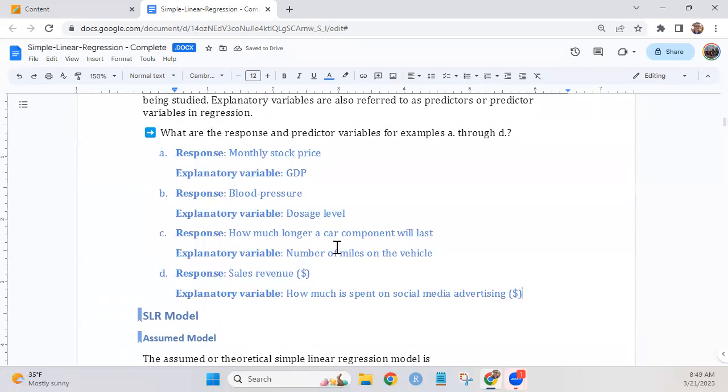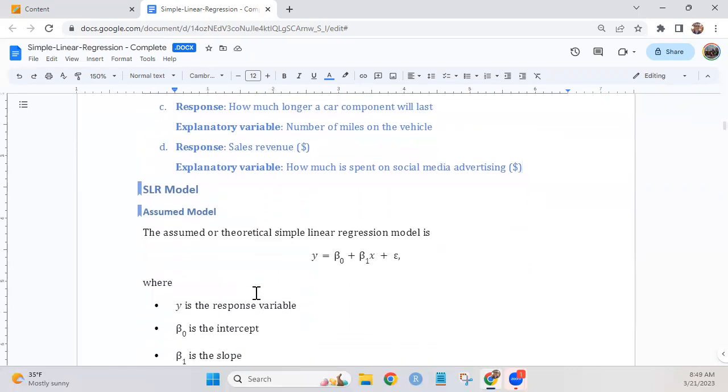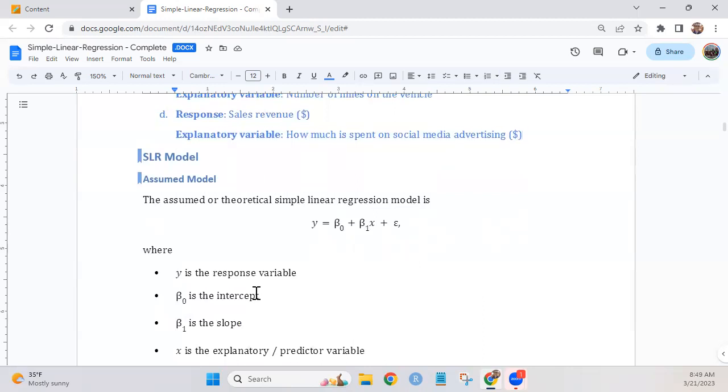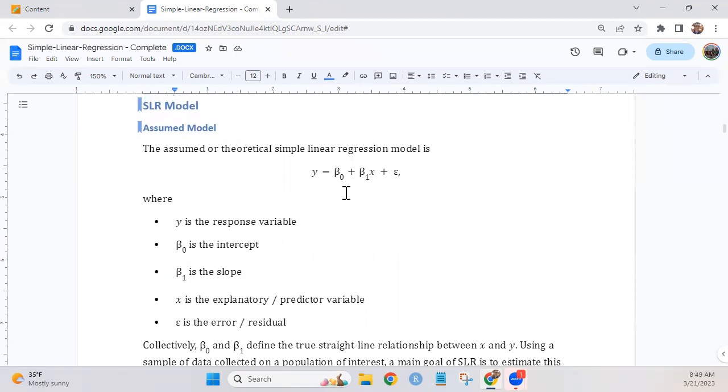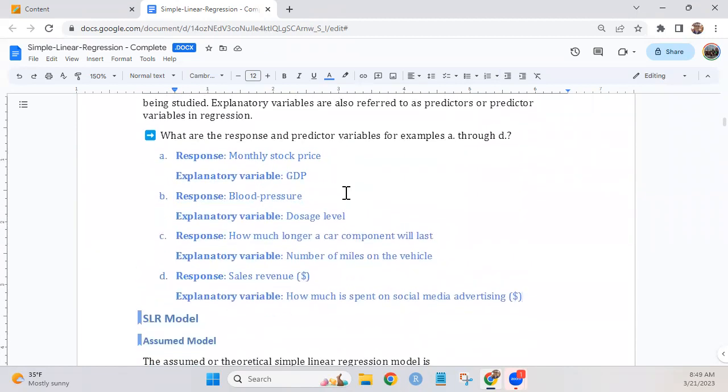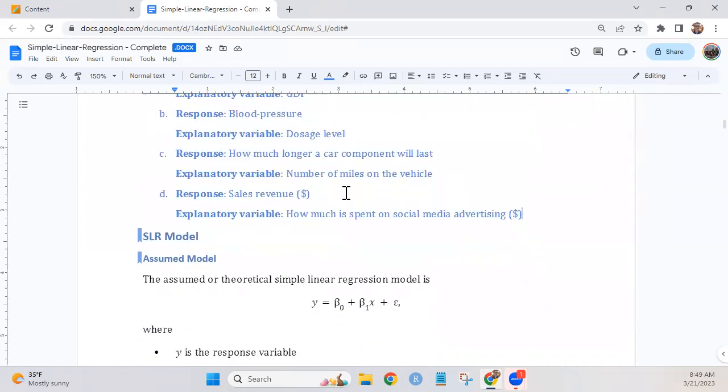So those are just a few examples. The reason it's important to differentiate the response and the explanatory variable is that when you code this up in SAS or another programming language, you have to tell SAS which one is the response variable and which one is the explanatory variable. It doesn't know automatically. So it's important for you as the statistician or programmer to be able to understand that. Any questions on those? Okay.